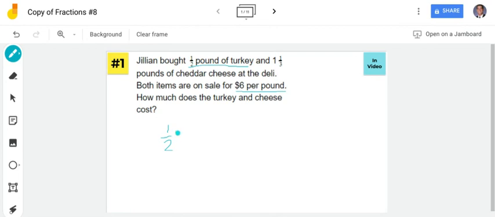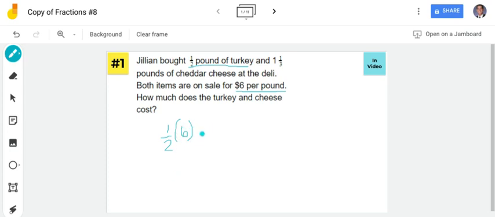To represent this using multiplication, I want 1/2 times the price per pound, so times 6. So 1/2 times 6 will give me how much the turkey costs. And I already said that 1/2 of 6 would be 3, right? So I would expect the turkey to cost $3.